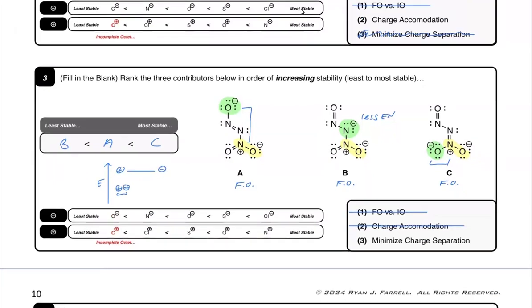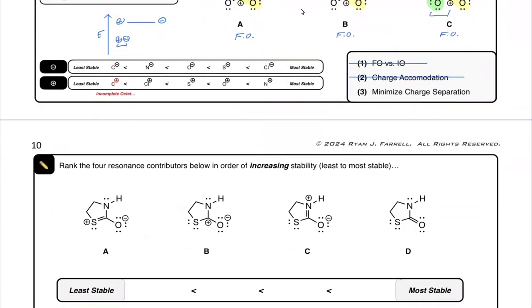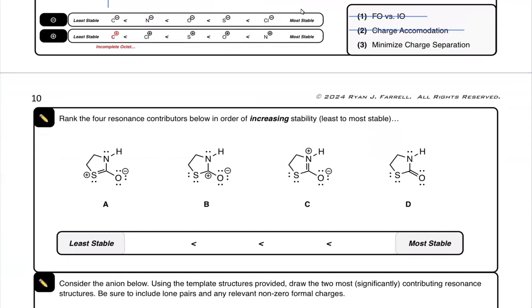All right. Then the last one we'll do in this video is the top one here on page 10. First thing that we're going to do is look at octet status. Tracking with you, A appears to be all full octets. B, we have a carbocation, so that's incomplete octet. C has all full octets, and D has all full octets. Right away, we're going to say B is the least stable because it's incomplete octet.